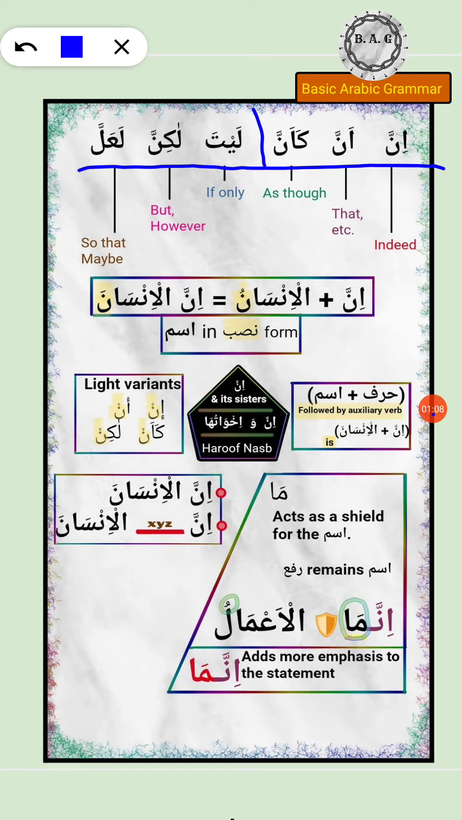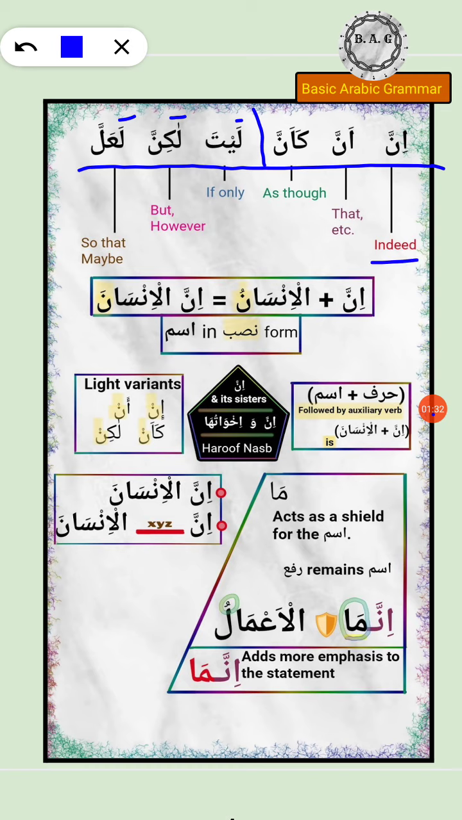So we have inna, anna, ka'anna. These are the ones that kind of rhyme with each other, so it's easier to remember it this way. Inna, anna, ka'anna. And then the second group is the one that begins with the letter lam: laita, lakinna, la'alla. Inna, anna, ka'anna, laita, lakinna, la'alla. Now with their meanings.